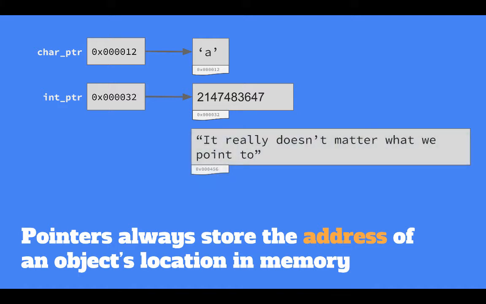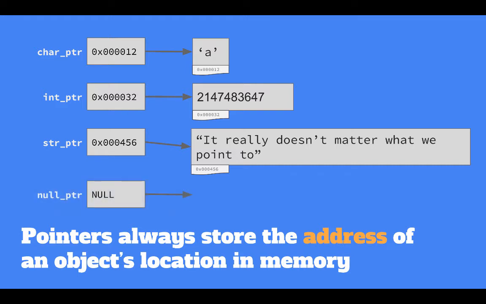Even if it's a string or an array of characters, the address of the first character of that string is the address of that string in memory. So our string pointer, again, will just store the address of that in memory. Finally, we can also have pointers that point to nothing. So a pointer can hold an address or the value null, which means it points to nothing, which in most systems happens to be address 0.